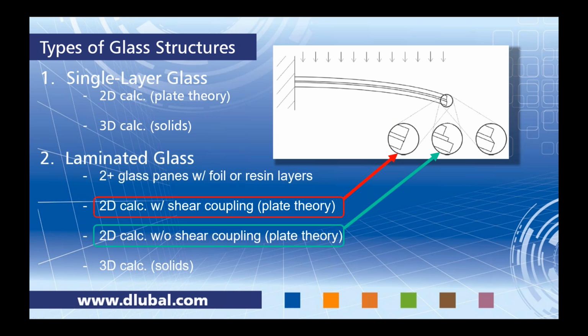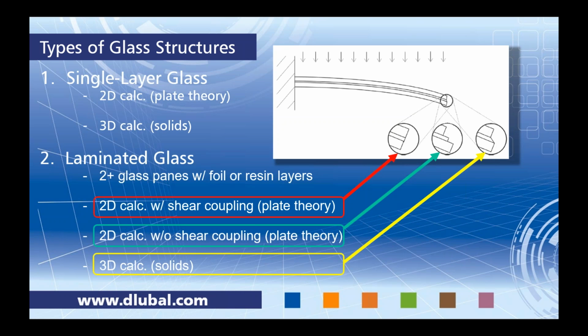The second option is a 2D calculation without shear coupling. Again, this is plate theory, 2D finite elements. As this picture shows us, we have absolutely no shear coupling behavior between any of the layers. So there is no relationship between, say, our first layer, our foil, and our second layer. The third option, being the most accurate, is a 3D calculation with solid elements. From this picture, you can see that we can accurately get the shear coupling behavior based on the stiffness of all the intermediate layers.